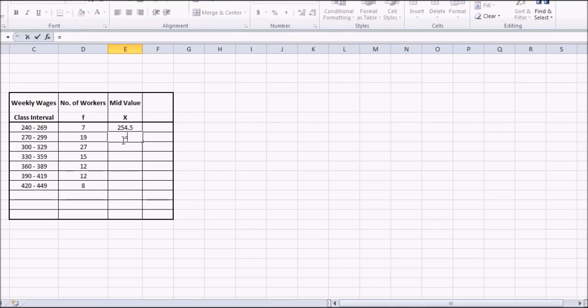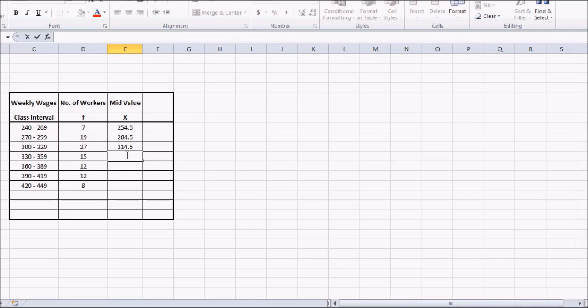In the same way, let's do the next one. It's 299 plus 270 divided by 2. Now you see that we are getting the data in decimals, and we will have to be careful about this when we are calculating. The next one is 329 plus 300 divided by 2, and so on. We can either calculate it this way, or we can directly use the pattern: there is a difference of 30 each time, so since the data is regular, we can keep adding 30 to the previous number instead of doing this calculation every time.